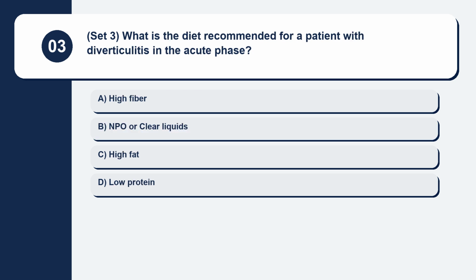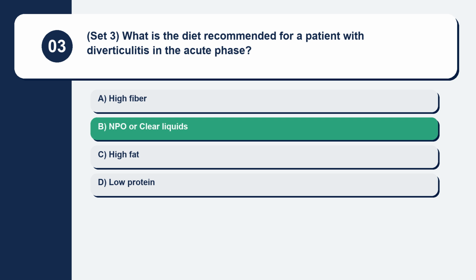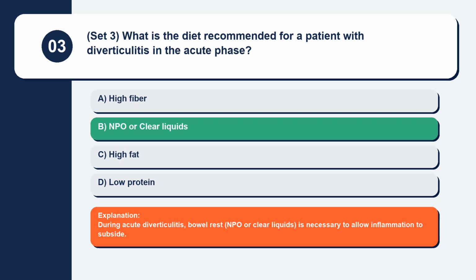Question 3, Set 3. What is the diet recommended for a patient with diverticulitis in the acute phase? High fiber, NPO or clear liquids, high fat, low protein. During acute diverticulitis, bowel rest, NPO or clear liquids, is necessary to allow inflammation to subside.